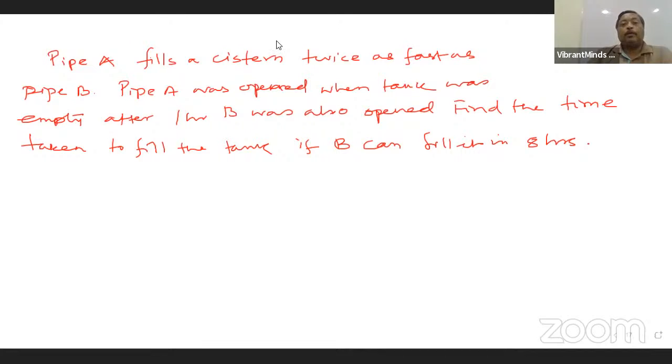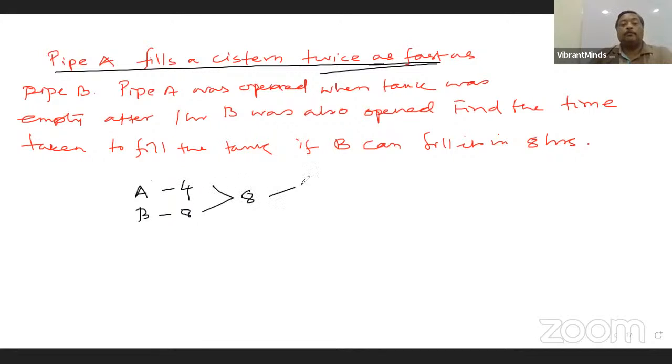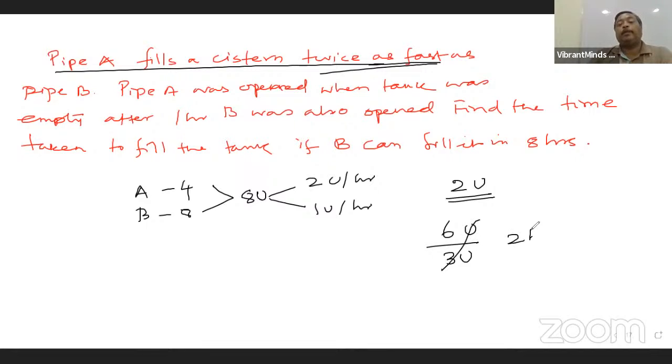So pipe A is twice as fast. So if B takes 8 hours, A will take 4 hours. So this will be 2 units per hour and this will be 1 unit per hour. Now, consider like this. A works for 1 hour and then B was opened. So in 1 hour, 2 units of work have been completed. 8 units of work is there. So remaining work is 6 units, which will be completed with a rate of 3 units per hour, and it will take 2 hours.